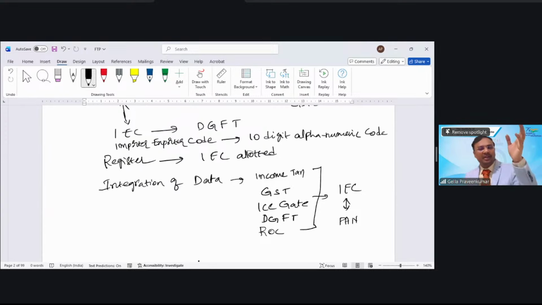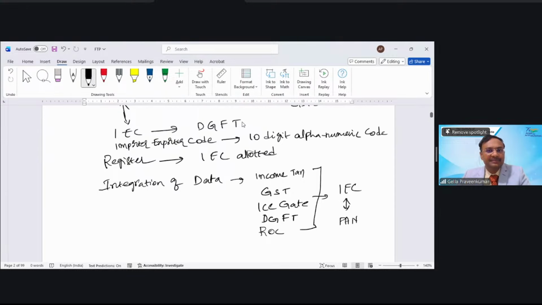Earlier, I don't know how many of you have seen the old IEC, which is only numbers. It doesn't have alphanumeric, like PAN. Later, even the DGFT migrated and said, no more individual numbers from our database. Let's have PAN as the IEC altogether. This is what they have decided.